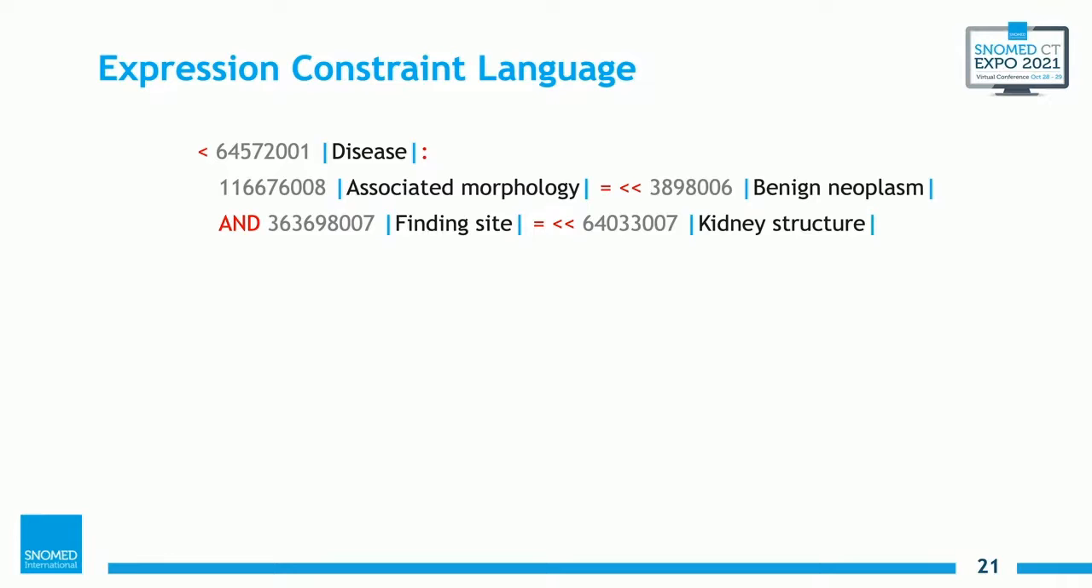ECL is a formal syntax that allows us to query SNOMED CT to find a matching set of concepts or expressions. It uses a single < sign to represent the subtypes or descendants of a concept, and a double << sign to represent the subtypes of a concept plus the concept itself. So this expression constraint here finds all the descendants of disease with an associated morphology that is either a descendant of benign neoplasm or the concept benign neoplasm itself, and a finding site that is a descendant or self of kidney structure.